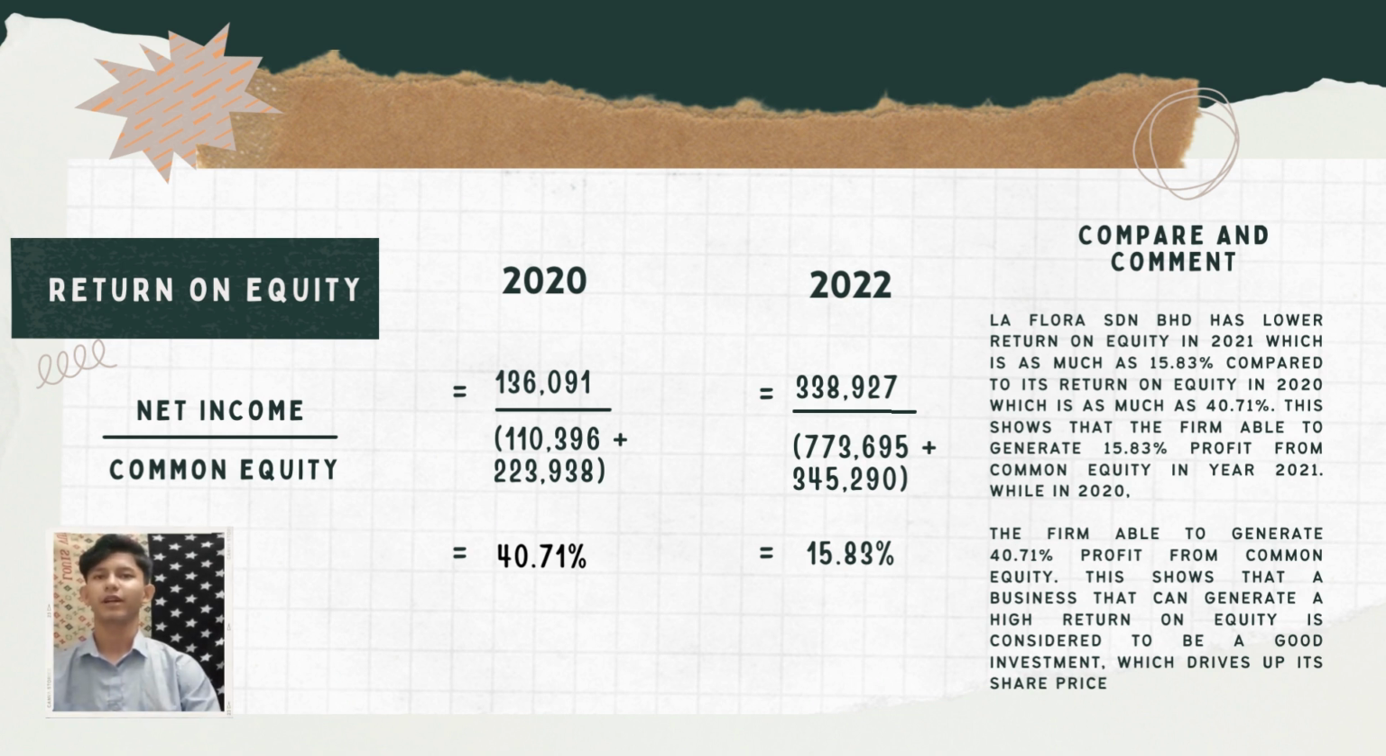La Flora Sdn Bhd has a lower return on equity in 2021, which is 15.83% compared to its return on equity in 2020, which is 40.71%. This shows that the firm is able to generate 15.83% profit from common equity in the year 2021, while in 2020, the firm was able to generate 40.71% profit from common equity. A business that can generate a high return on equity is considered to be a good investment, which drives up its share price.